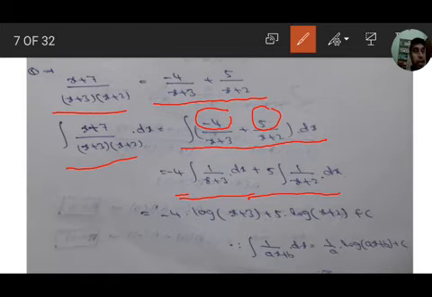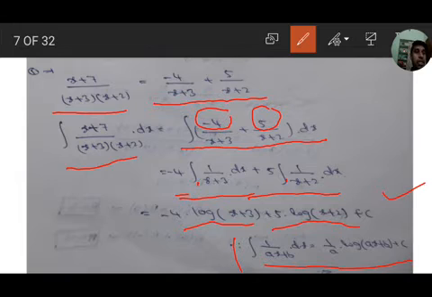We have the formula integration 1 by ax plus b dx equal to 1 by a into log of ax plus b plus c. So here a means 1, here also a means 1, that is 1 by 1 will come, only log. Minus 4 into log of x plus 3 plus 5 into log of x plus 2 plus c is the answer.